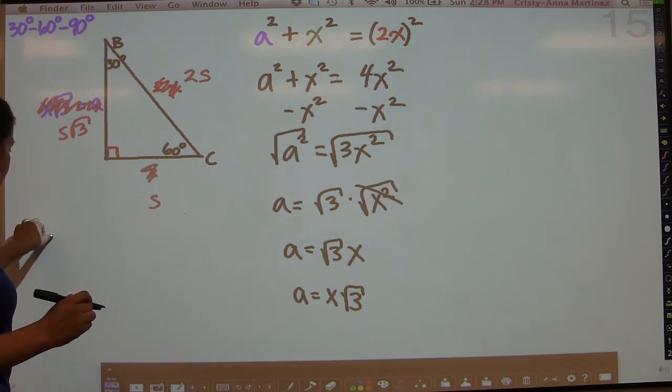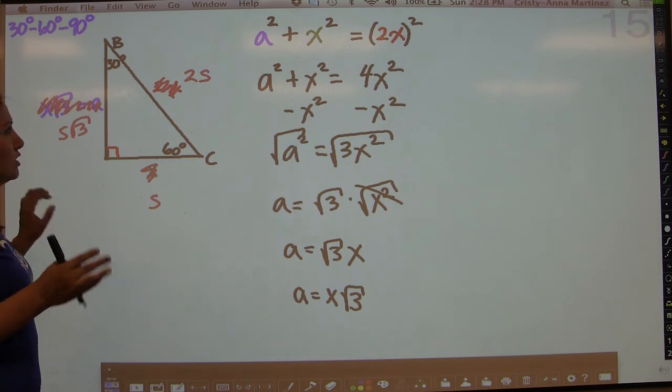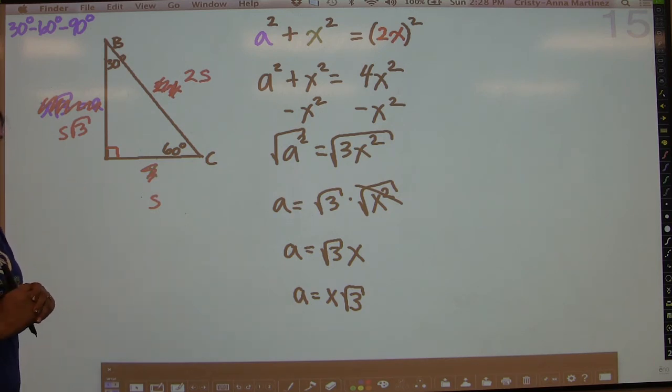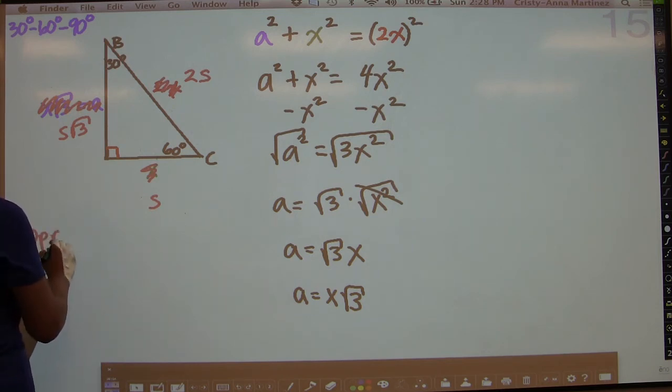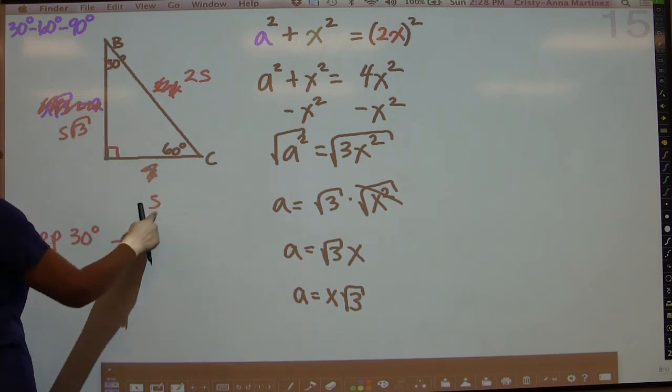here on the side because honestly, the 45 line doesn't cause anybody a lot of problems. It's usually the 30-60-90 that causes people problems. So I just want to remind you that when you set up your problems, you want to be opposite 30 degrees, okay, is going to be the short side. So opposite 30 degrees is always going to be S.